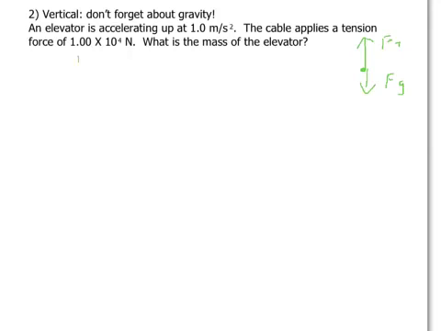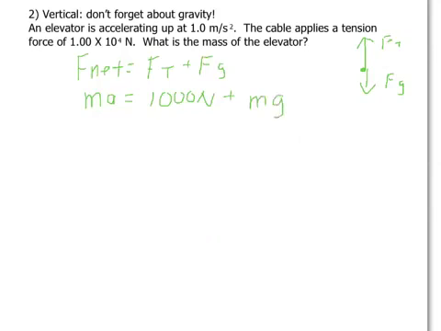So then in our net force equation, F net equals Ft plus Fg. We can substitute F net with mass times acceleration. The tension, it tells us, is 1,000 newtons, plus the force of gravity. We can always substitute the force of gravity with mg. However, in this example, it's actually negative mg because the force of gravity is acting downwards.